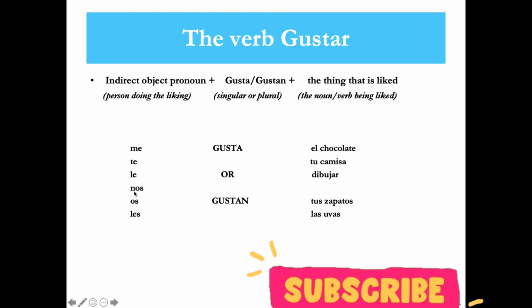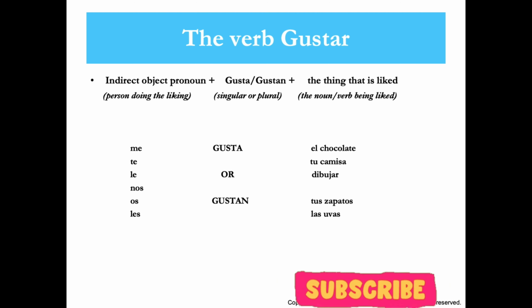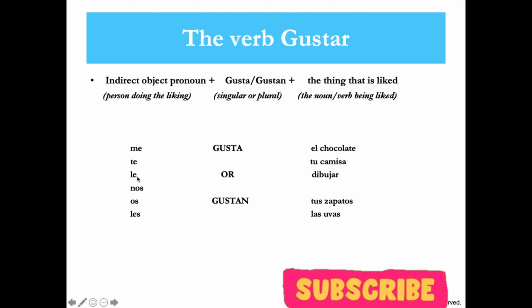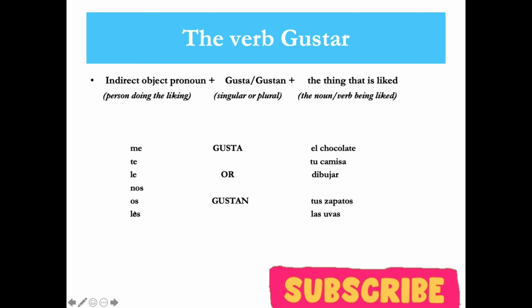Maybe I want to say we like grapes. Nos gustan las uvas. The literal translation is grapes are pleasing to us. So this is your indirect object pronoun. It is not a subject pronoun. Don't get that confused with the subject pronouns. The subject of the sentence is going to be the grapes. What are the grapes doing? They're pleasing us. Nos gustan las uvas means we like grapes, or grapes are pleasing to us.